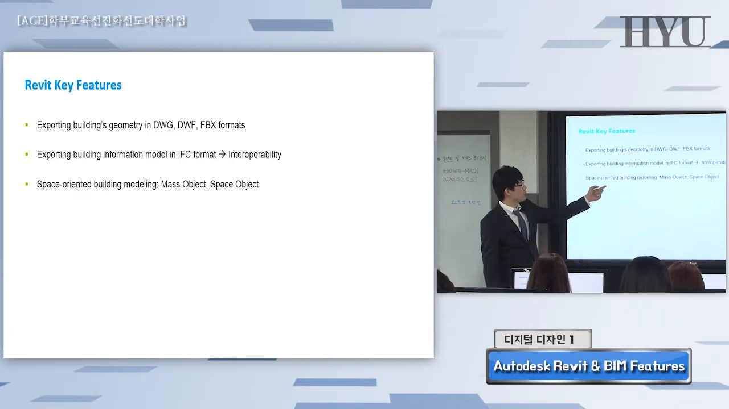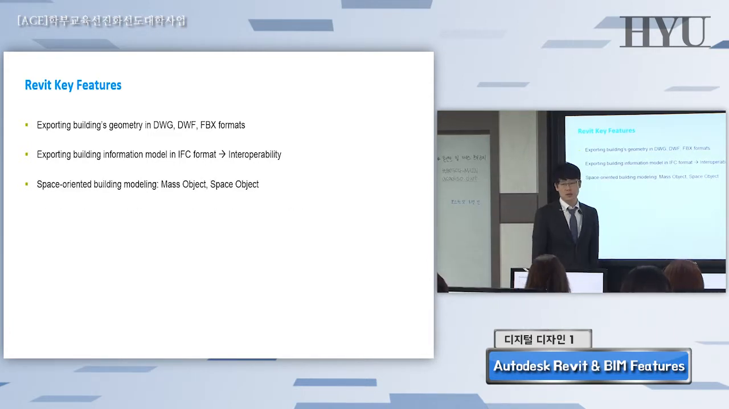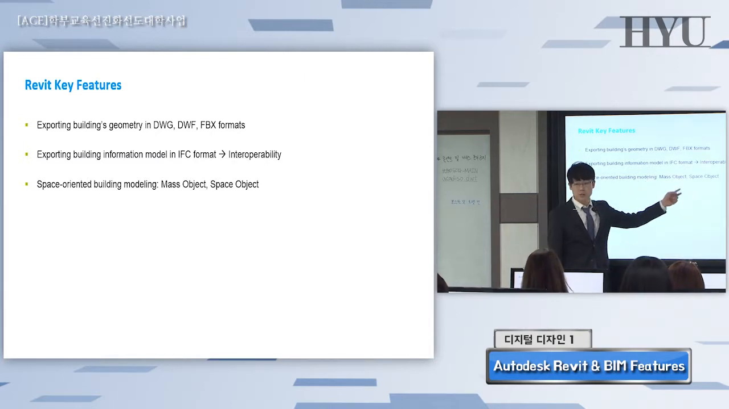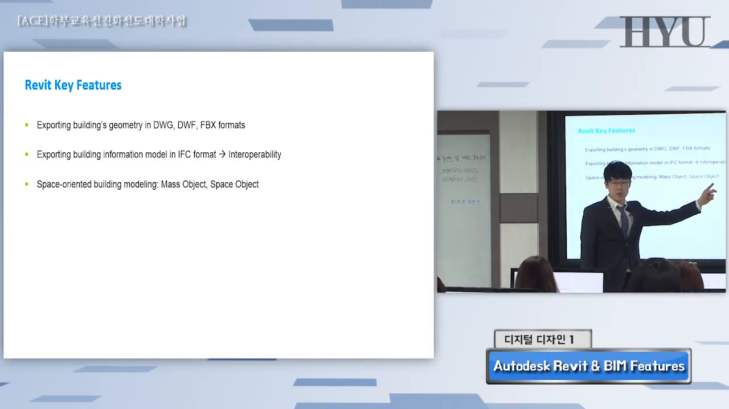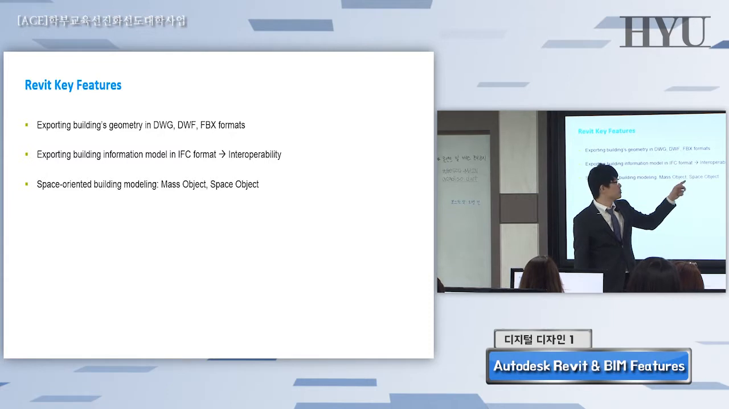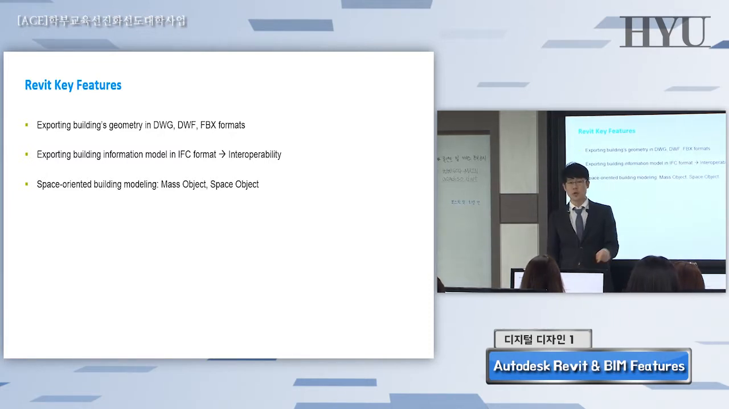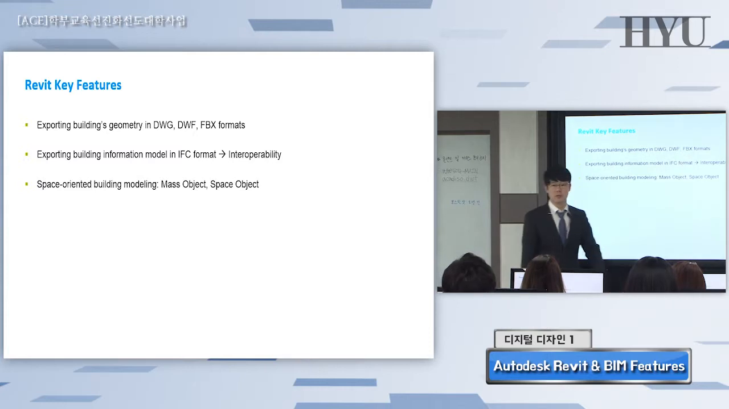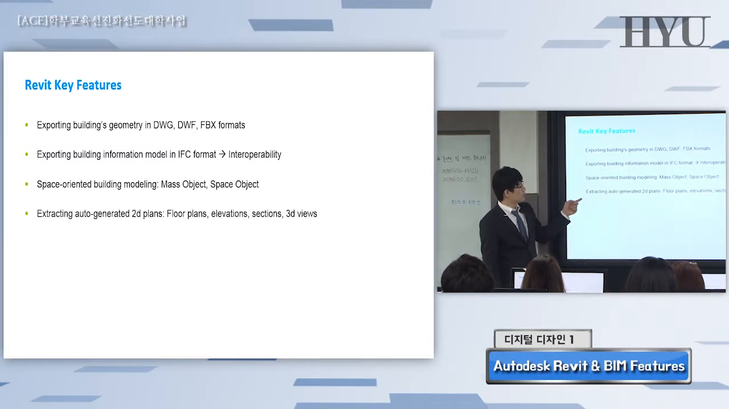And this is space object oriented building modeling. There are mass objects and space objects. In Revit, the term space is room, okay? If you model this room, you have to place a room object. And then you can do many more applications based on that room object. We're going to deal with this one in today's lab exercise.